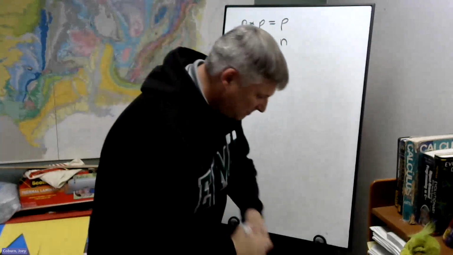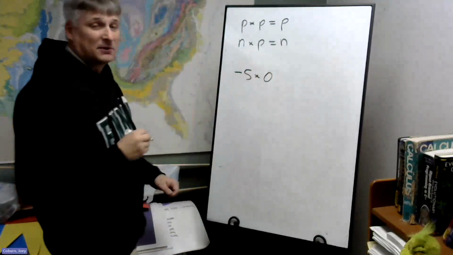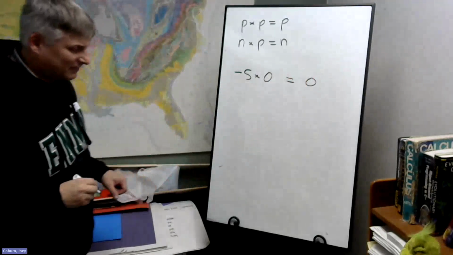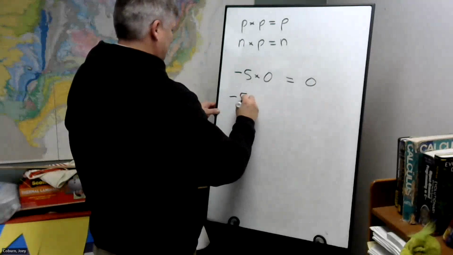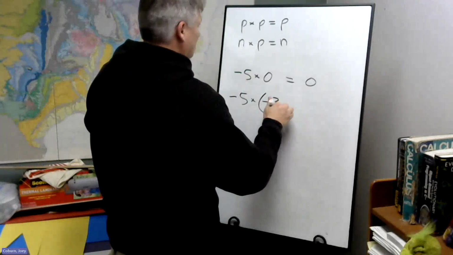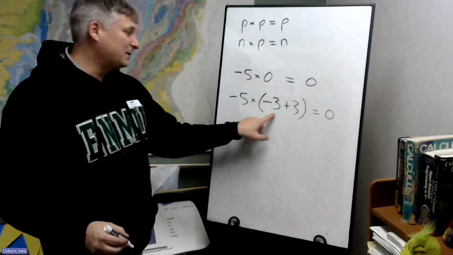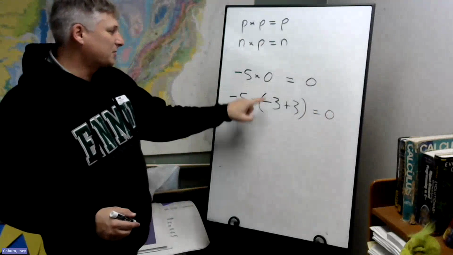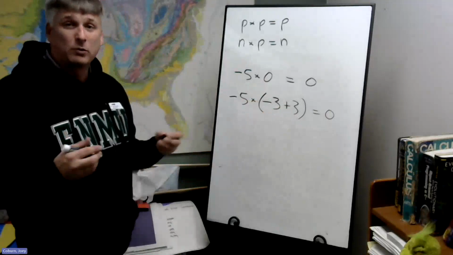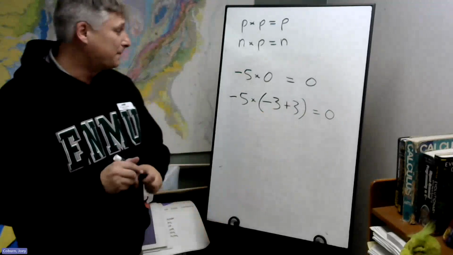All right. Now, suppose we have the following. Negative 5 times 0. Well, we know this is equal to 0. Now, suppose we do this. Let's rewrite 0 as negative 3 plus 3. Now, this still adds up to 0, so nothing's really changed. We've just taken 0 and made it look different. We could have said negative 7 plus 7. It would have worked just as well. But you can try it out on your calculator. Negative 3 plus 3 still equals 0.